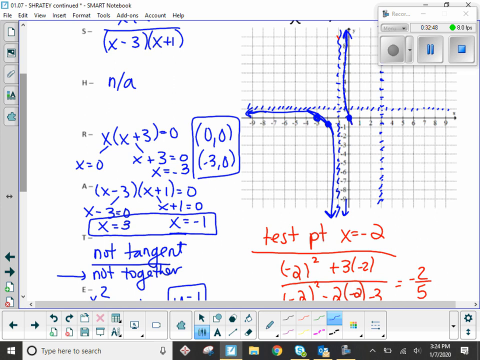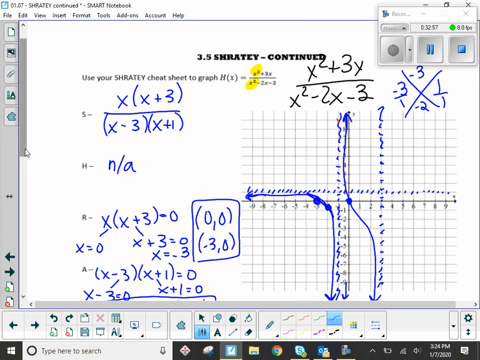And then let me just show you the other part of the graph real fast. It's going to go like this because of T.